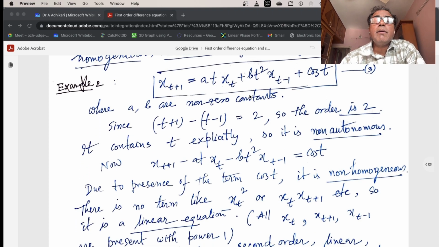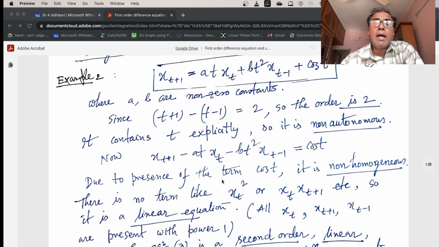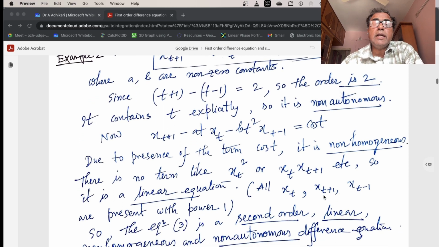If we write this expression as xt plus 1 minus a t xt minus b t square xt minus 1 equal to cos t, then the right hand side term is cos t, so it is a non-homogeneous difference equation. And there is no term like xt square or xt into xt plus 1, so it is a linear equation.